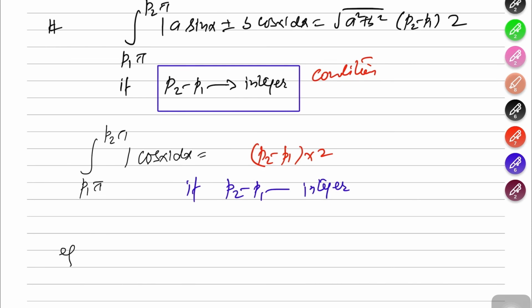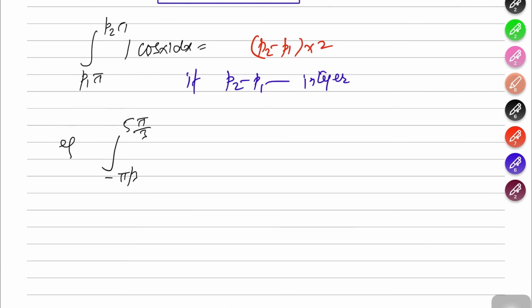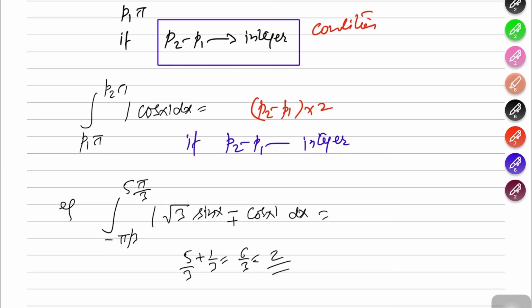Okay, let's quickly take one example. Let's say the integral from minus pi upon 3 to 5 pi upon 3 of |root 3 sin x minus cos x| dx. Even if I take plus, the same thing is valid. What is 5 by 3 minus (minus 1 by 3)? That is 6 by 3, that is 2. That is clearly an integer.